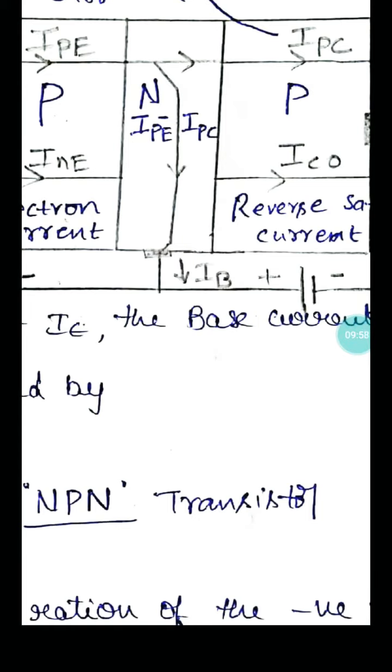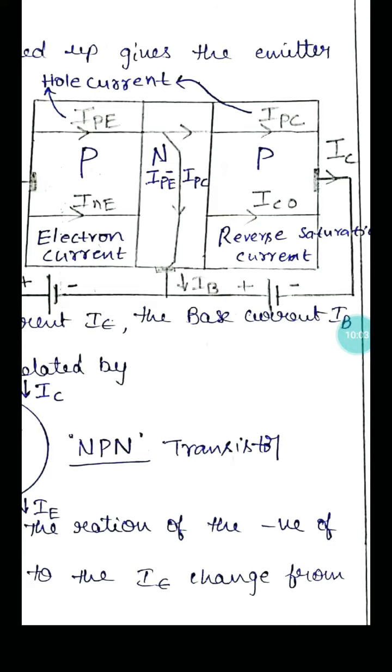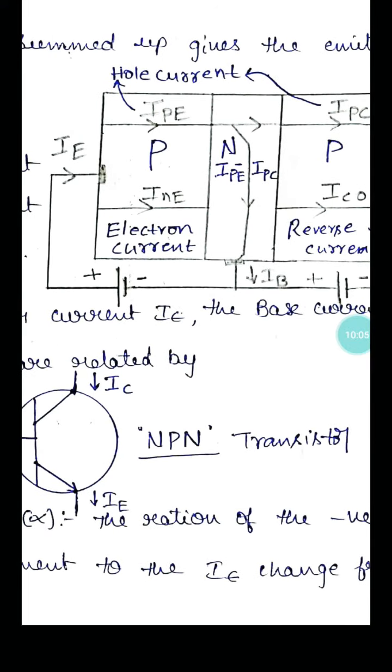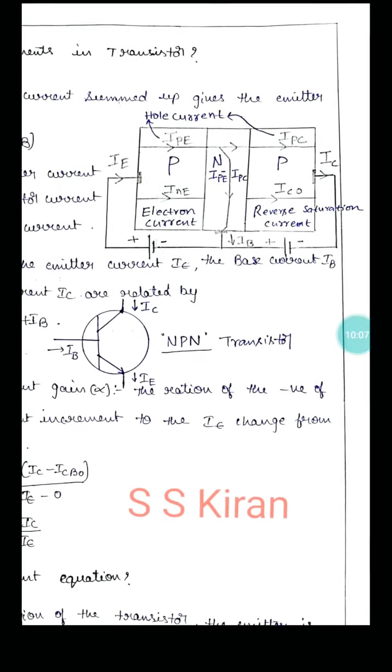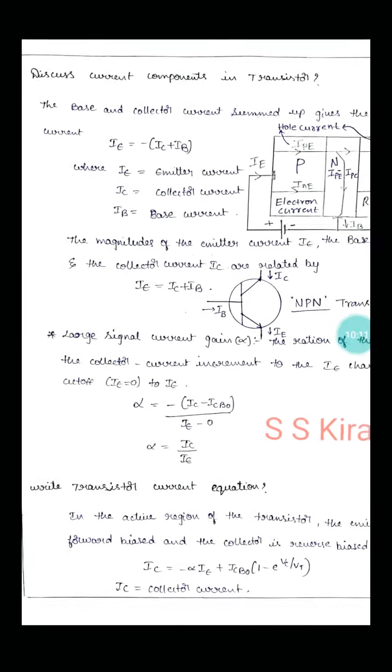C means collector, that is nothing but the complete base current in the N side. These are all the currents in the transistor. At the same time, you can also write this equation: IE is equal to the sum of base current and collector current.